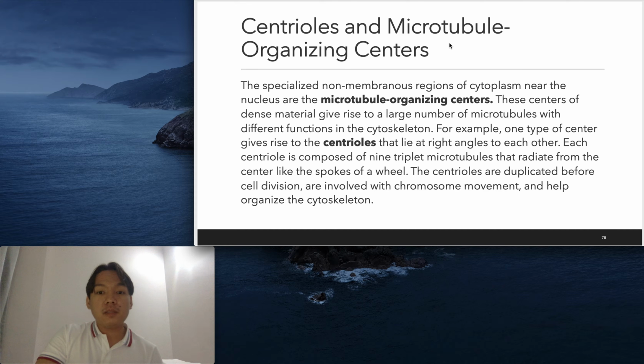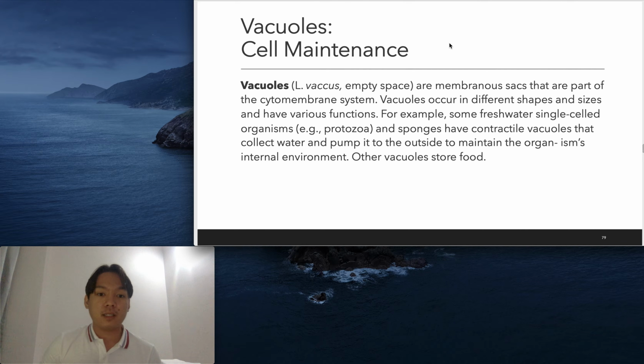So centrioles and microtubule organizing centers are specialized for the non-membranous region of your cytoplasm, because these dense materials will give rise to a large number of microtubules with different functions in the cytoskeleton. For instance, one type of center gives rise to the centrioles that lie at right angles to each other. So this is a very important organizing center of your eukaryotic cell.